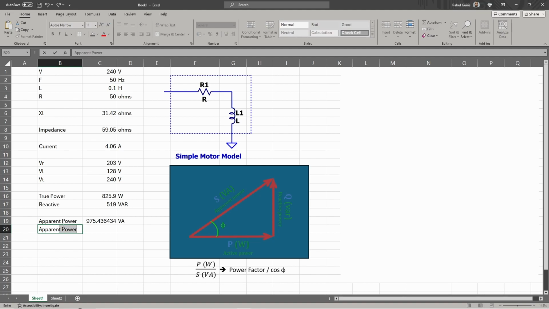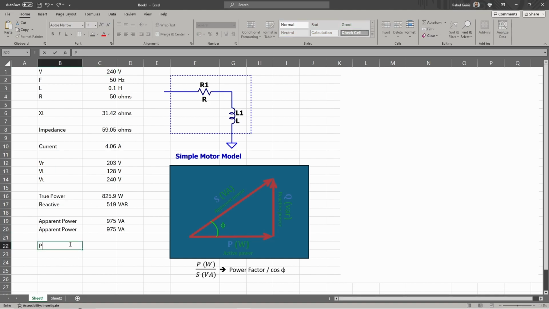So let's do that the other way as well. So we get square root of P squared, which is the true power, plus the reactive power squared. And we should get the same answer on this line as well. So you can see both of these numbers match up. So our input current and the voltage and the power dissipation across the two components.